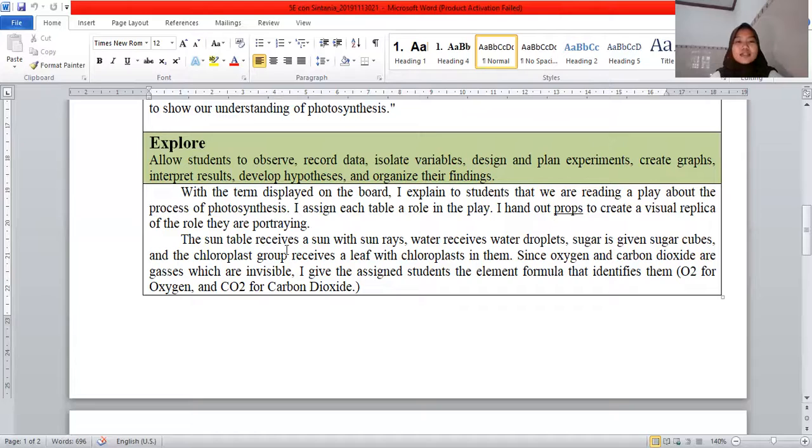The sun table receives a sun with sunrise. Water receives water droplets. Sugar is given sugar cups. And the chloroplast group receives a leaf with chloroplasts in them. Since oxygen and carbon dioxide are gases which are invisible, I give the students the element formula that identifies the O2 for oxygen and CO2 for carbon dioxide.